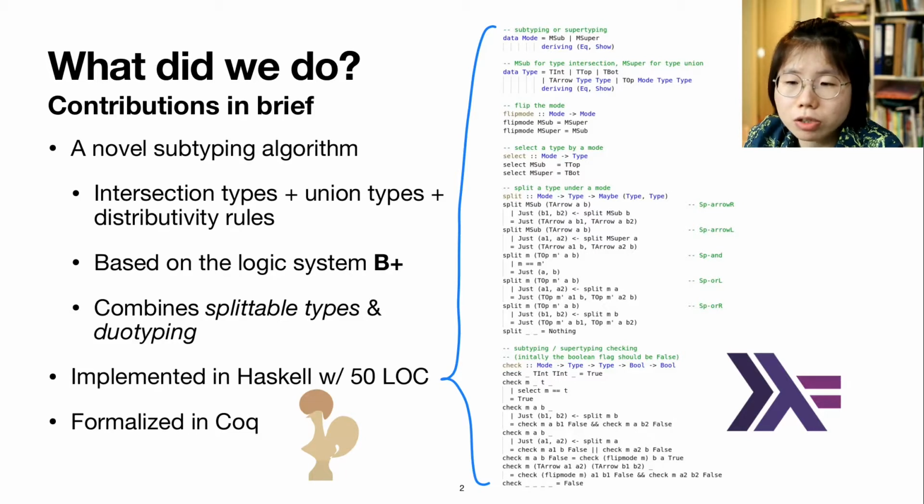And our approach is a combination of two recent ideas, splittable types and dual typing. Splittable types are types that decompose into two simpler types, while dual typing is a generalization of subtyping. We have a compact Haskell implementation and a Coq formalization containing all the proofs.